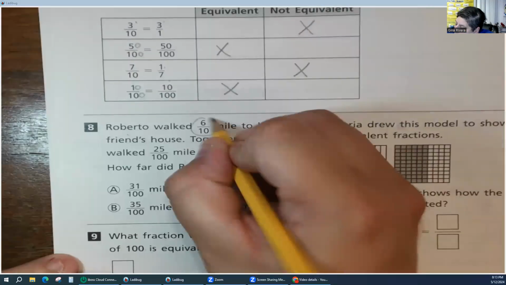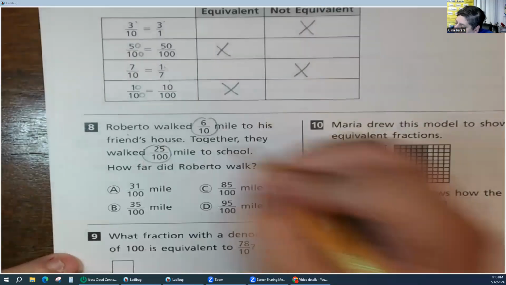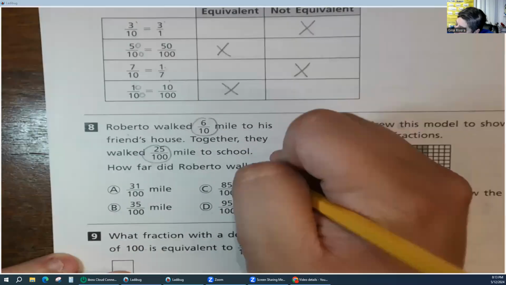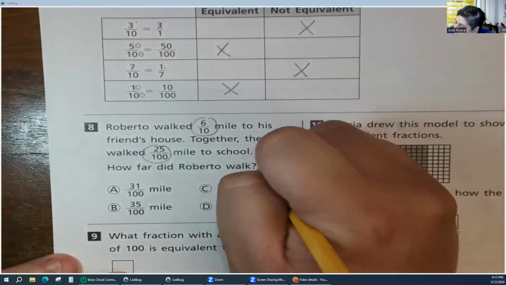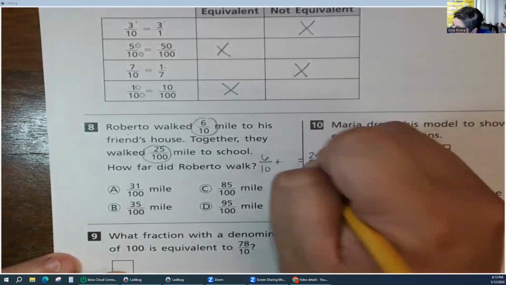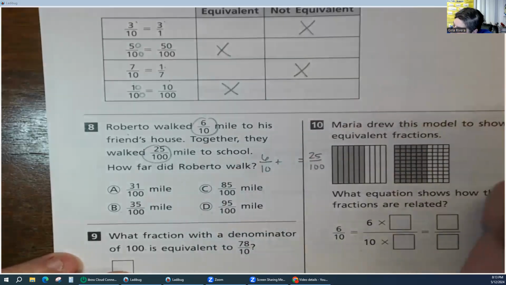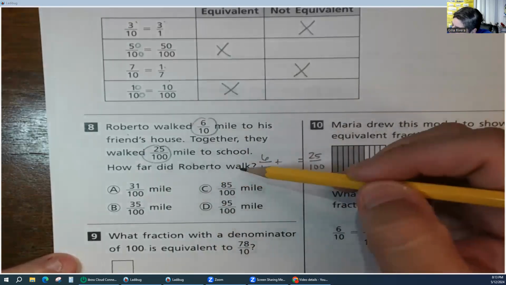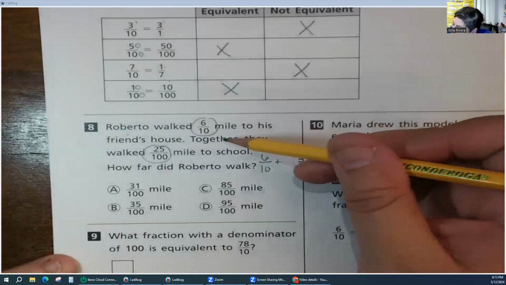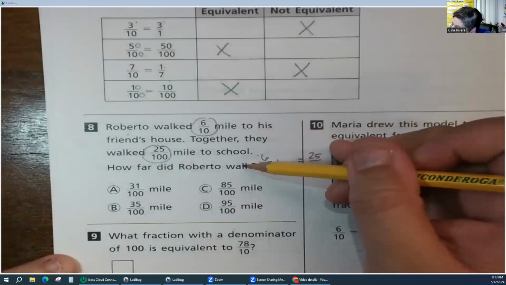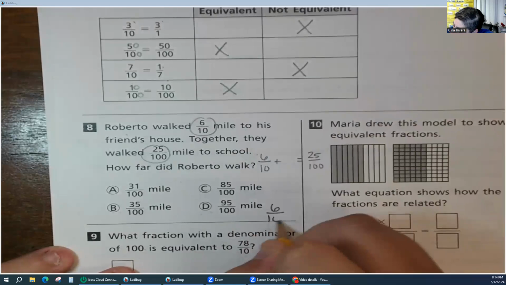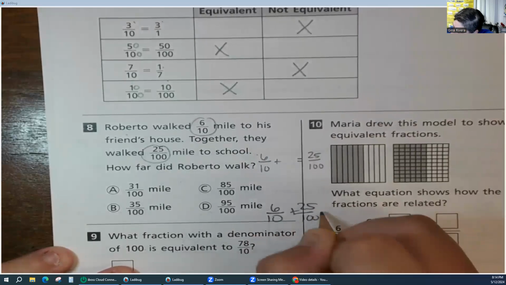Roberto walked 6/10 of a mile to his friend's house. Together, they walked 2,500. How far did Roberto walk? Okay, so we have 6/10 plus a particular fraction that I don't know is going to equal 2,500, right? So together they walked that much. Roberto walked 6/10 of a mile to his friend's house, then to school. How far did Roberto walk? I'm so sorry. So he first did this, and then he did that. That's how I'm supposed to solve it, okay?